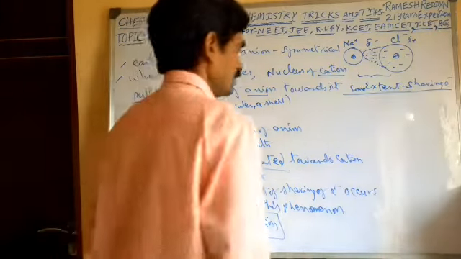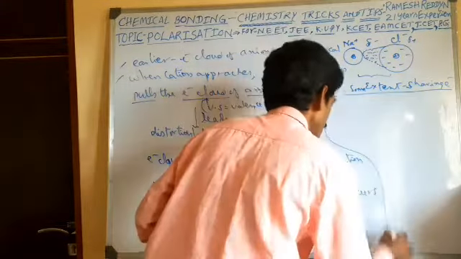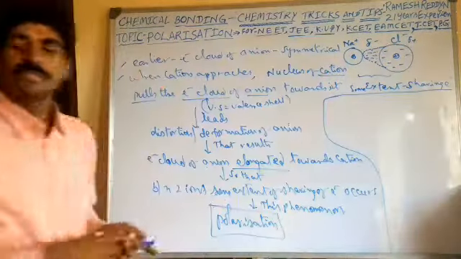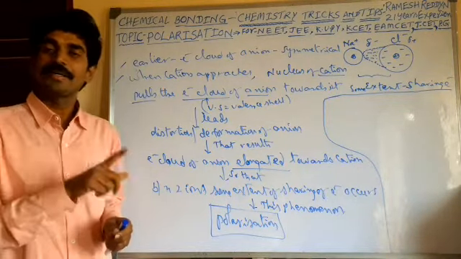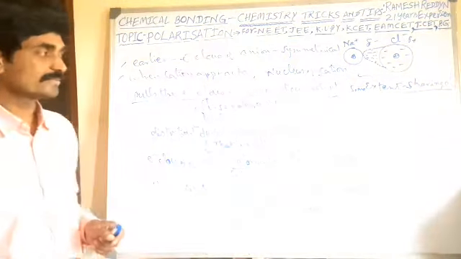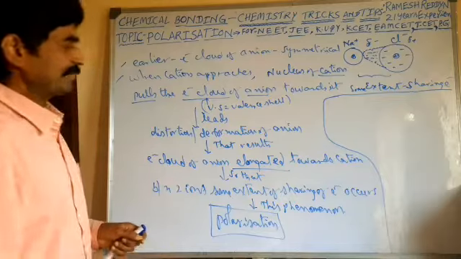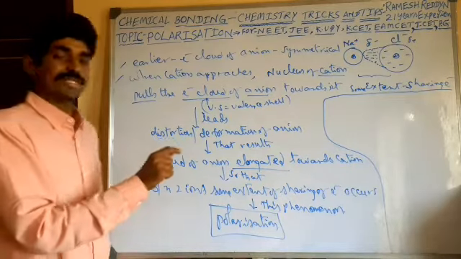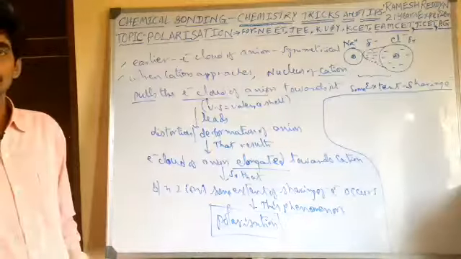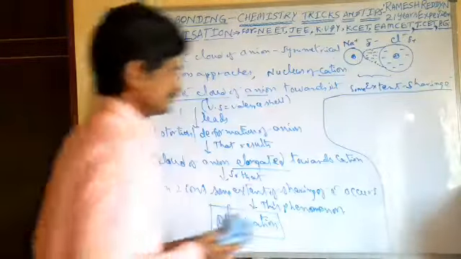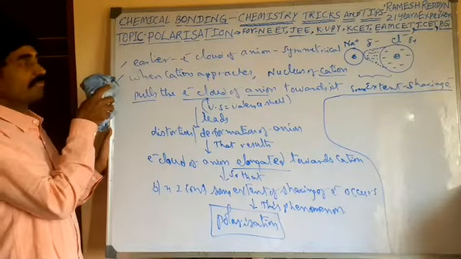Right. Now we can define. In polarization, we have to use two terminologies: one is polarizing power, the other is polarizability. What are polarizing power and polarizability? Take a screenshot, my dear students. I need some more space, so I will erase this.